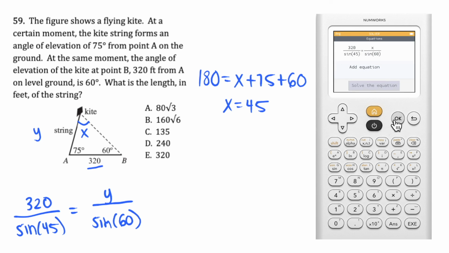I go down to solve the equation, and I can get that x, or in this case, y, is equal to 160 square root 6. Which is answer choice B.